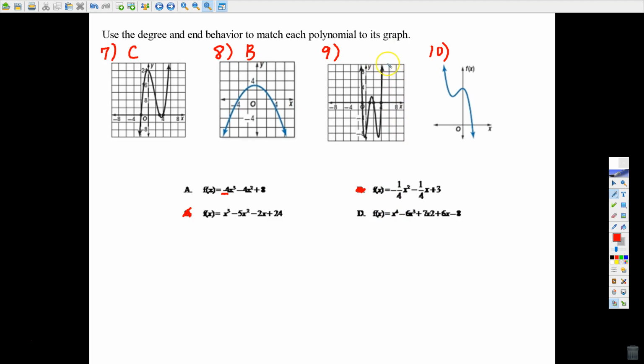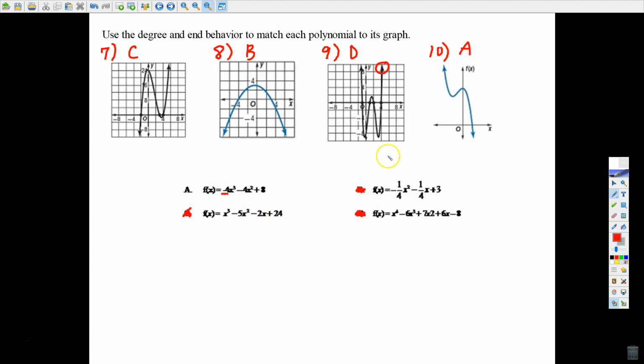Another thing to be on the lookout for, notice that the right side goes up forever, so the lead coefficient has to be positive, and so that's true. So that's got to be D. And then by process of elimination, of course, we see that this has to be A.